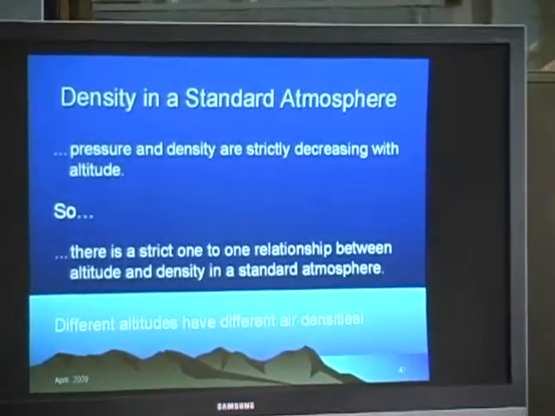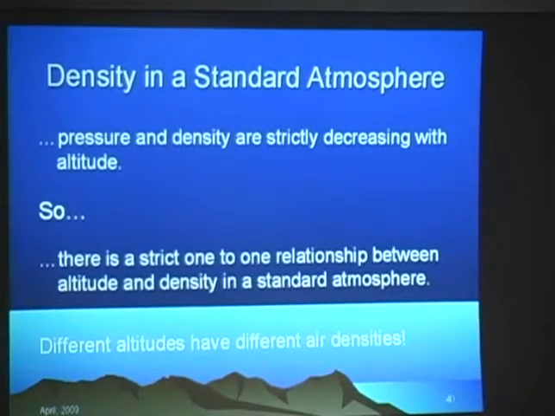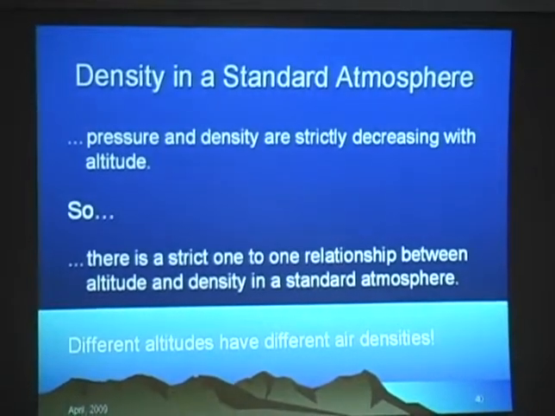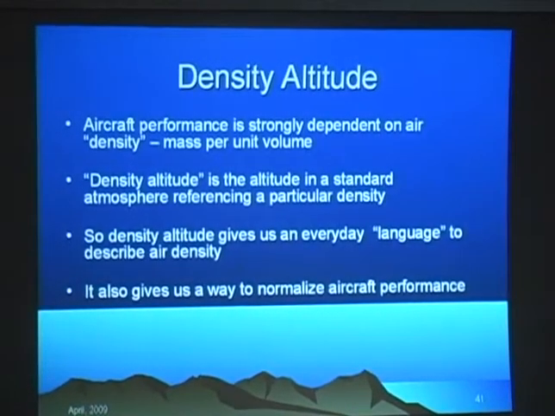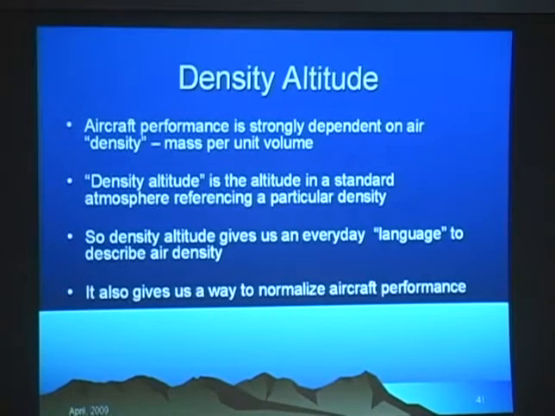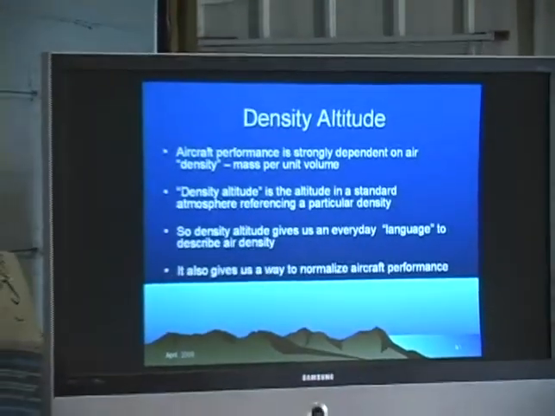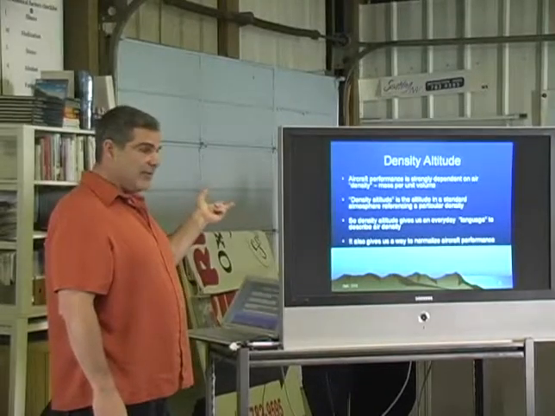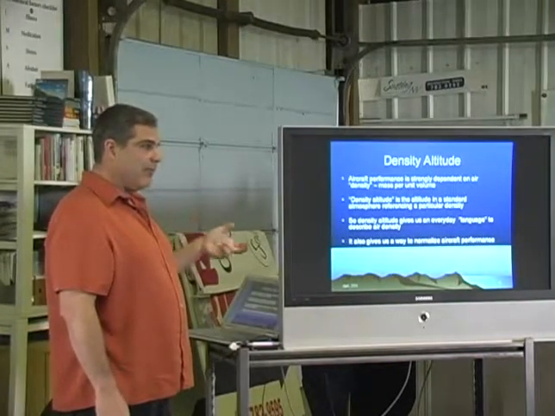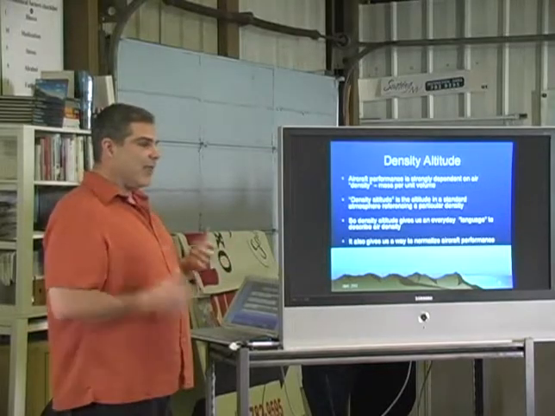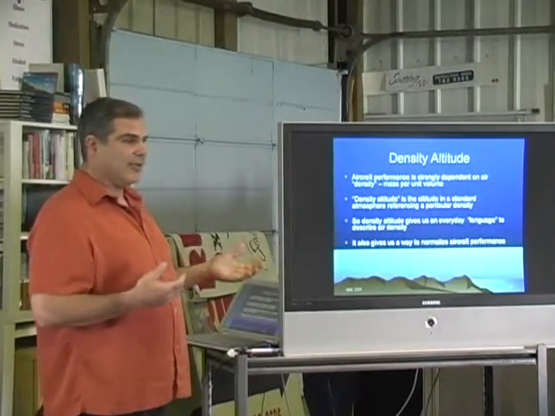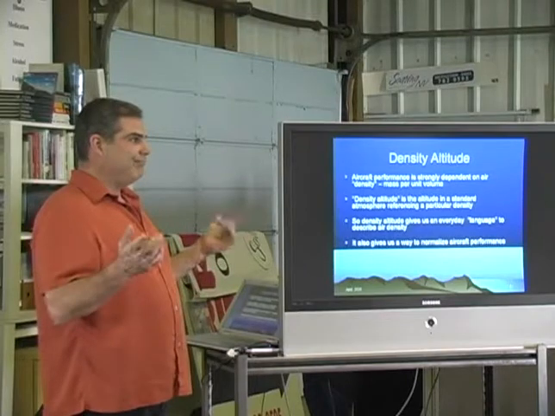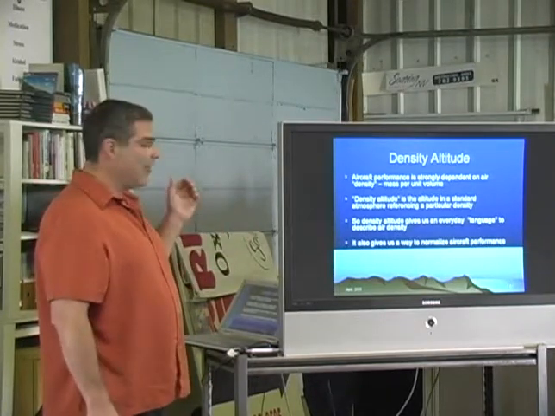So there is actually a strict one-to-one relationship between density and altitude in a standard atmosphere, which is where we get the term density altitude. Density altitude is just a way for us to compare apples to apples in terms of aircraft performance and talk about aircraft performance in a way that makes sense to us. The performance of your wing and your aircraft is dependent on the density of the air, that is the mass per unit volume of the air, but it doesn't make a whole lot of intuitive sense for us to talk about slugs per cubic inch or what have you. It just makes a lot more sense to talk about altitude.